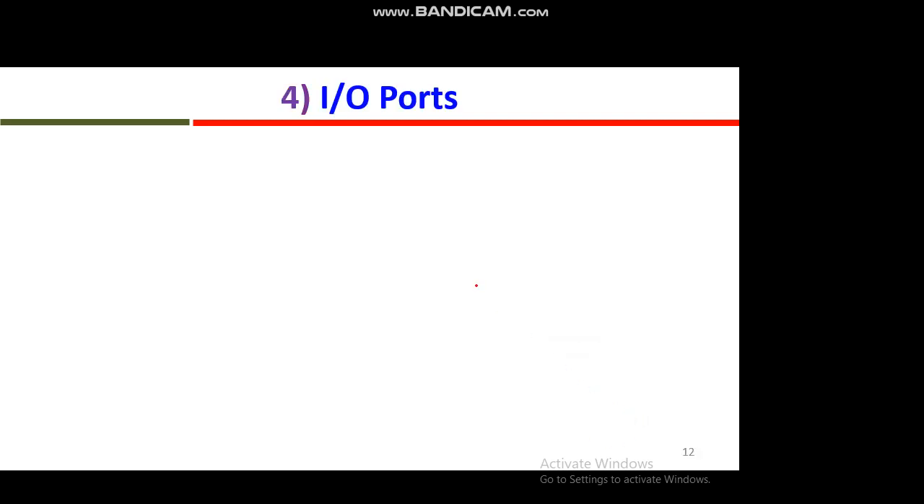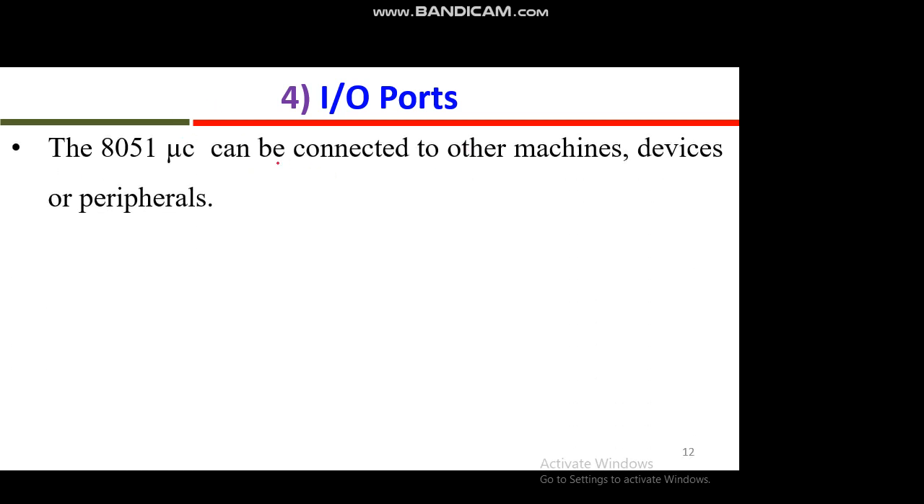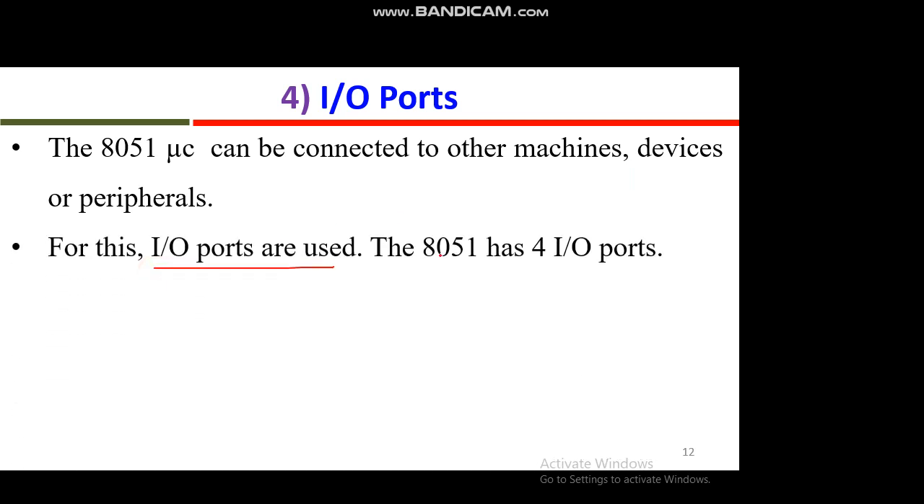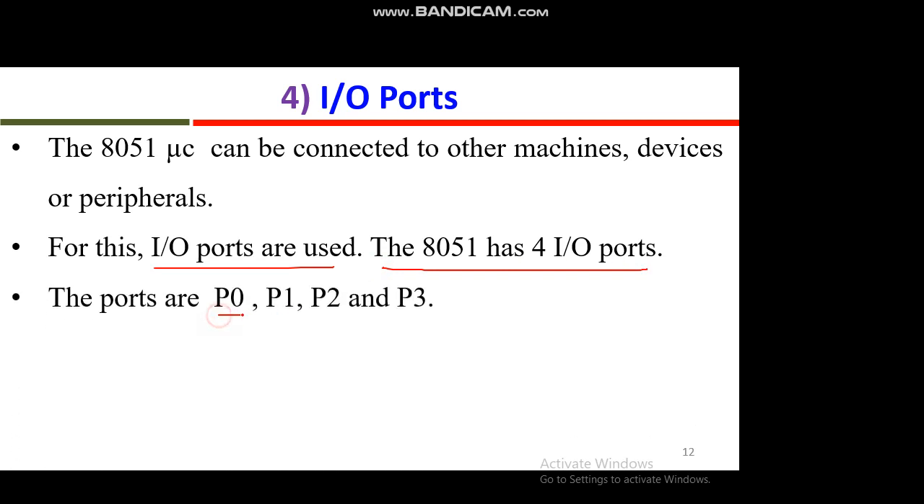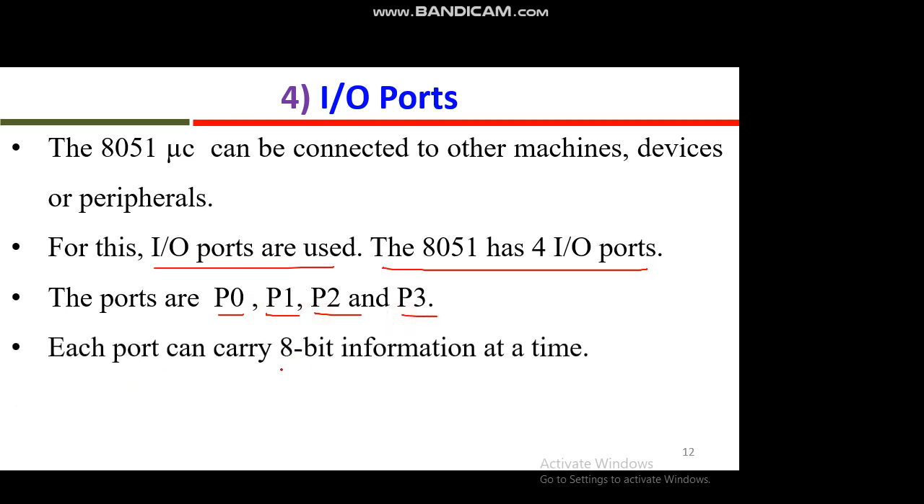The fourth part is the I/O port. The 8051 microcontroller can be connected to other machines or any device or peripherals, and for this I/O ports are used. The 8051 has a total of 4 I/O ports. These are P0, P1, P2 and P3. Each port carries 8-bit information at a time. So we can say port 0 is 8-bit, port 1 is 8-bit, port 2 is 8-bit, and port 3 is also 8-bit. These are parallel ports.